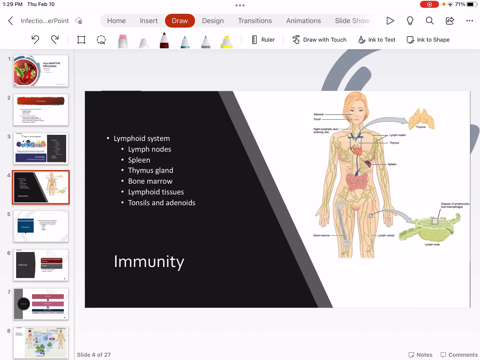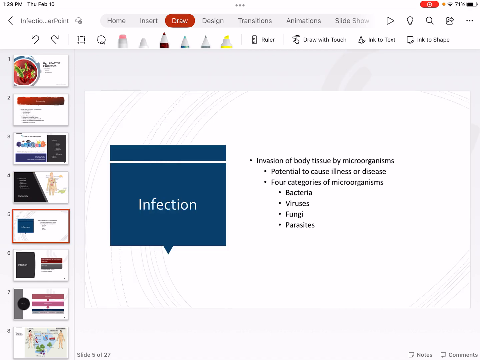So infection is the invasion of body tissue by microorganisms, and that can cause the potential for illness or disease. There are four categories of microorganisms: bacteria, viruses, fungi, and parasites. Bacteria are definitely the most common infection-causing microorganisms. Several hundred species of bacteria can cause disease in humans and can live and be transported through air, water, food, soil, body tissues and fluids, as well as inanimate objects like counters and doorknobs.